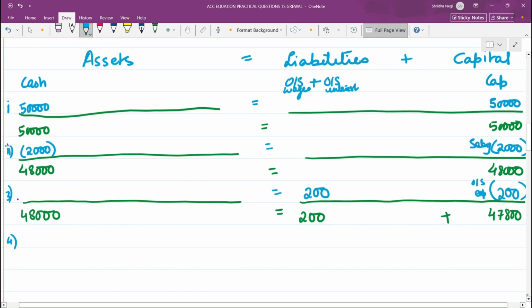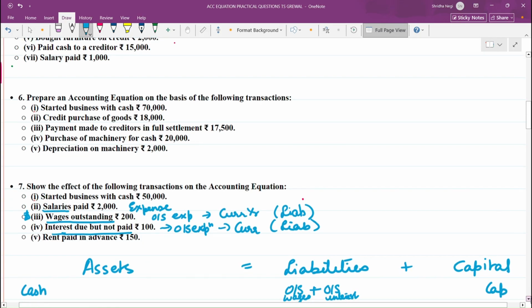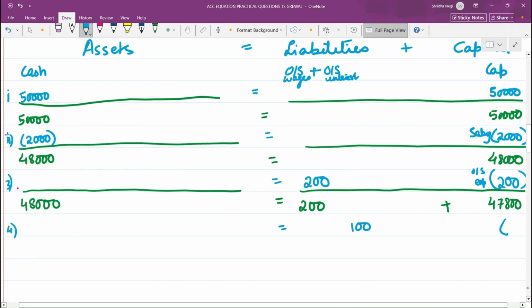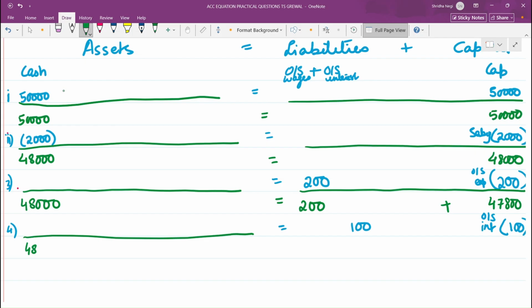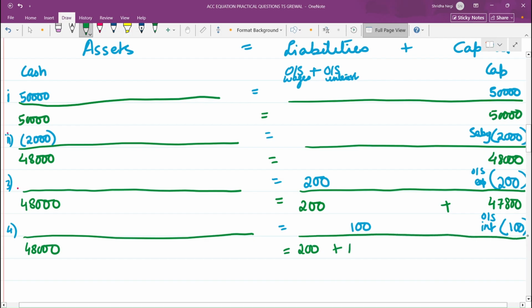This is the fourth one. Outstanding interest कितना? It is 100. And outstanding interest is of the current year, so it is going to affect the capital account. So capital account will again decrease by 100 outstanding interest. Understood? So now let's see what are the values that will come down. तो यहाँ पे cash will come down 48,000. यहाँ पे outstanding wages are going to come down 200. Your outstanding interest will come here 100, and your capital account will be 47,700, 47,800 minus 100.